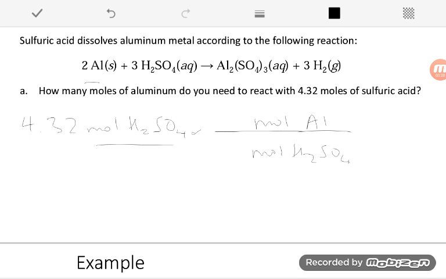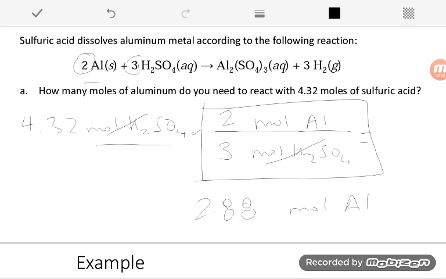I'm going to use that mole-to-mole ratio, so I simply go up here and see what coefficients are next to each molecule. There is a 3 next to the H2SO4, and there is a 2 next to the aluminum. So the moles of H2SO4 would cancel. I would end up with moles of aluminum, and now I simply do the math, and I figure out that I would require 2.88 moles of aluminum to react with 4.32 moles of H2SO4. That's it. This is the only new step we're learning right now, this mole-to-mole ratio from the balanced chemical equation. Now we can combine that with a longer problem, such as the ones we've been doing before.